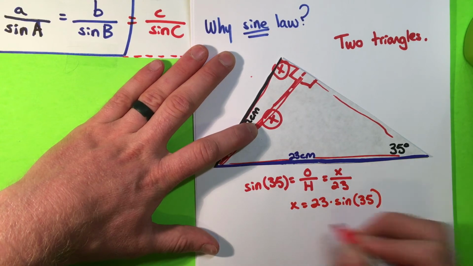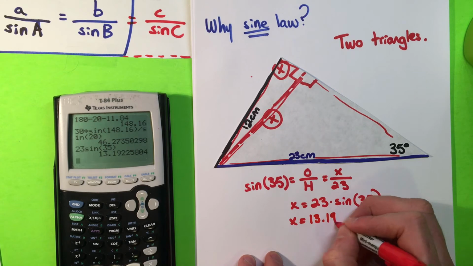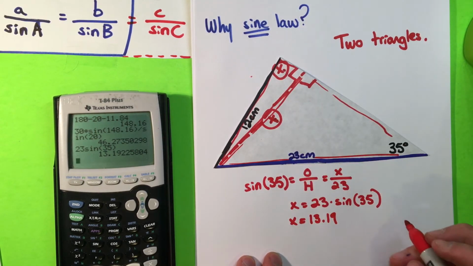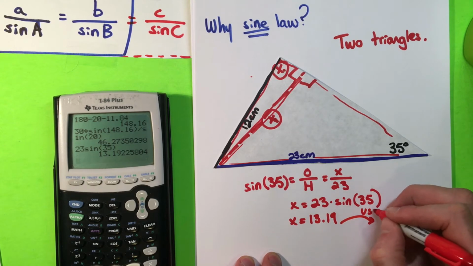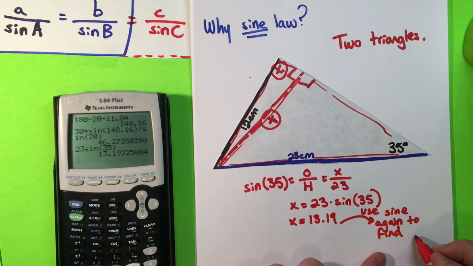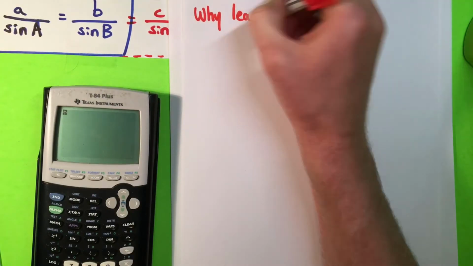And then after you find that dotted line, you end up using sine law, or sine again, to find that second x, or that top angle. When you're using sine law, you're intuitively just doing this without knowing that you're doing it. You're using sine twice to solve that top angle. Why learn this silly sine law?